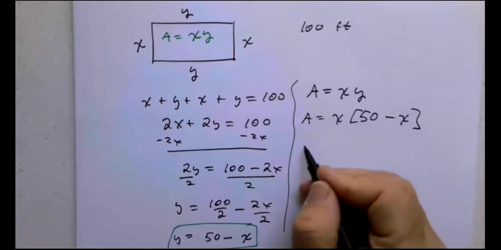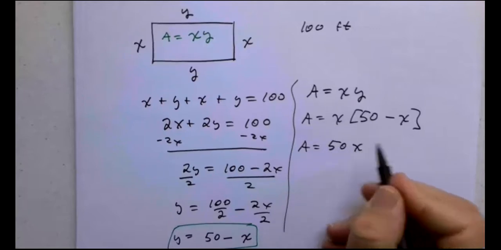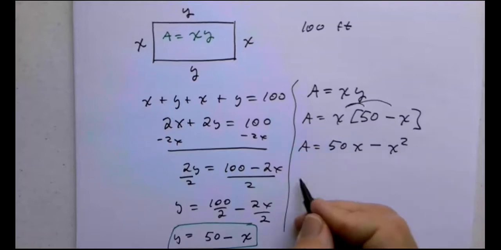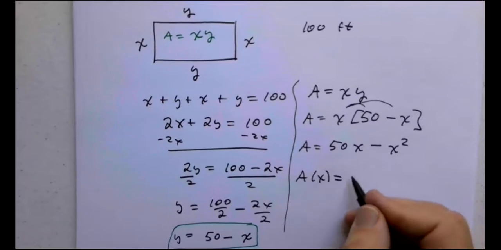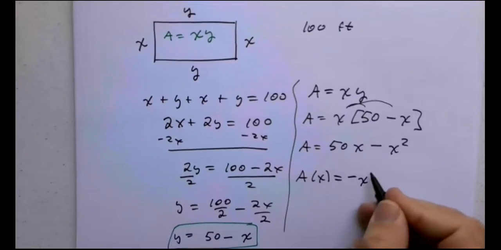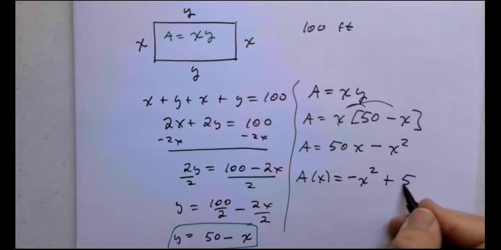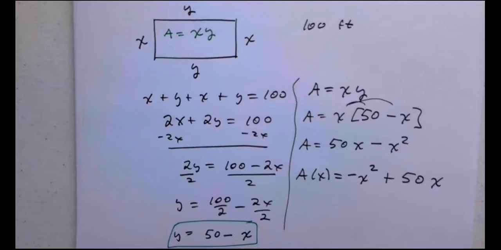And let's distribute that X just to make it easier to work with. X times 50 is 50X minus X squared. So now area as a function of X, I'm going to write the X squared first. We usually prefer it in decreasing powers of X. Area as a function of X is negative X squared plus 50X. And this is a quadratic function. Area is a function of X, which was the width.